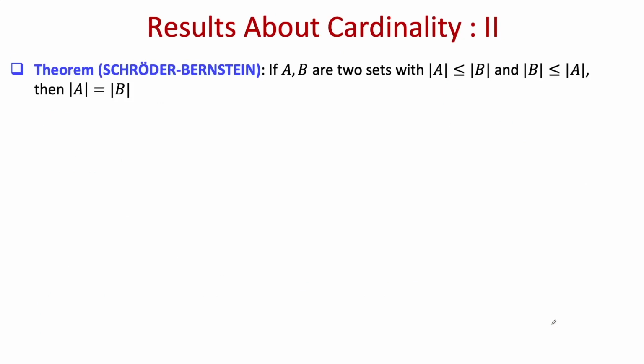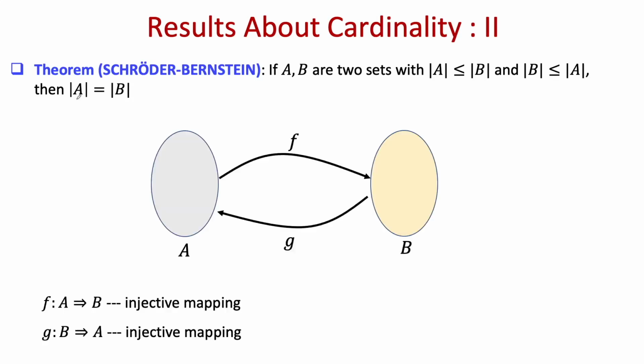Okay. Now, the second interesting result about the cardinality theory is what we call the Schroeder-Bernstein theorem, which says the following. If you have two sets such that the cardinality of A is less than or equal to the cardinality of B, and simultaneously the cardinality of B is less than or equal to the cardinality of A, then we can conclude that both the sets A and B have the same cardinality.